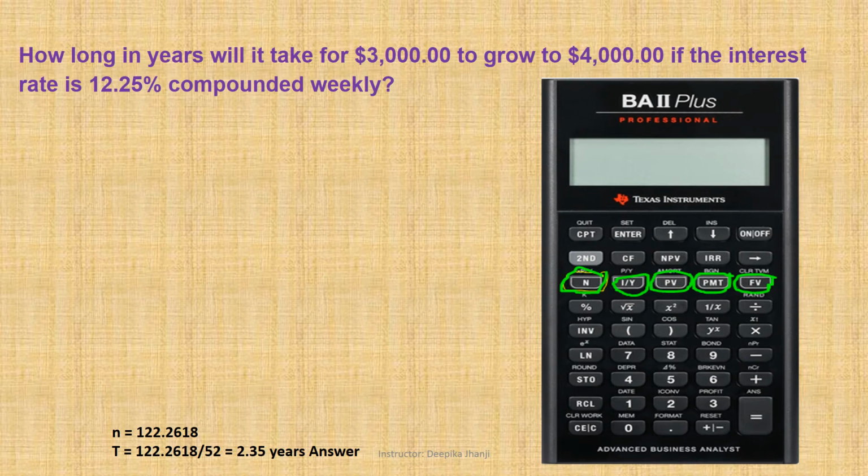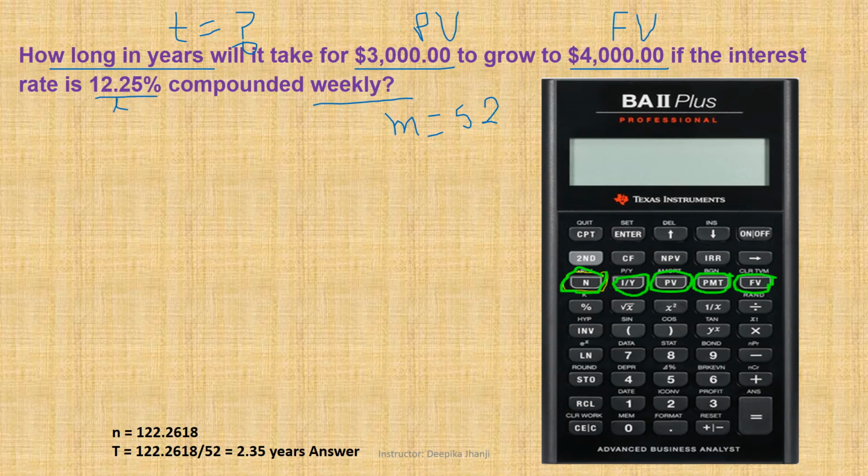Another question in hand is, how long in years will it take for 3000 to grow to 4000 if the interest rate is 12.25% compounded weekly? So the golden word here is weekly, right? M is 52. Okay, 3000 is our PV, to grow to another amount, that is our FV. How long in years? That means we need to figure out the time, right? So time is question mark. This is rate of interest. This is value of R.